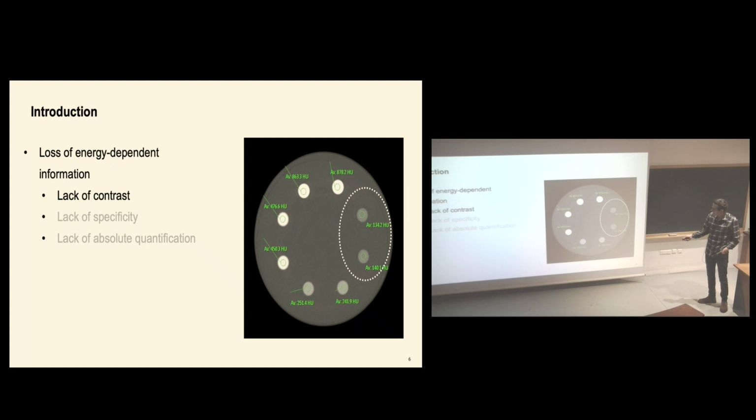image. Here are two inserts with, when you look with your eyes, the same grayscale value. It's not possible to differentiate them, and nevertheless you have a differentiation in terms of Hounsfield units. So here there is a lack of contrast between these two inserts.